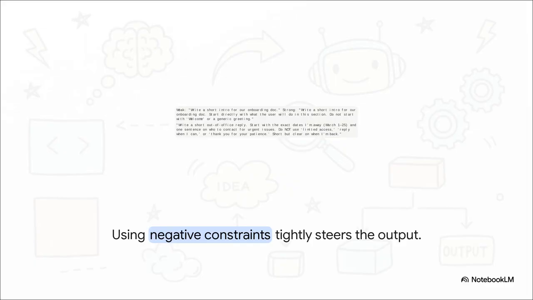This before and after perfectly highlights the power of negative constraints. By using an instruction like "do not start with welcome" or a generic greeting, or banning overused AI phrases like "thank you for your patience," you force the model right out of its default robotic habits. The result? You get punchy, highly professional text that actually sounds like a real human wrote it.